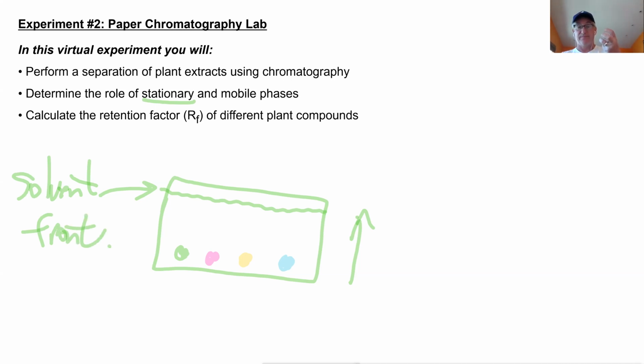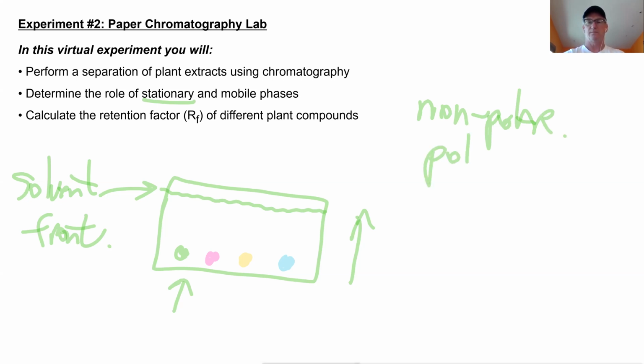Now, if my green compound here, let's say the solvent is nonpolar, because it generally is. And the paper is polar. If the green molecule is nonpolar, is it going to stay where it is, or is it going to move up the paper?